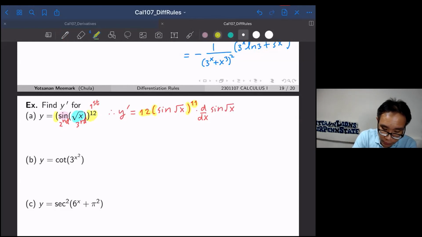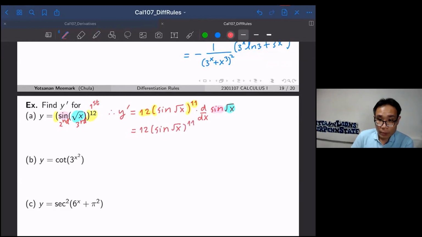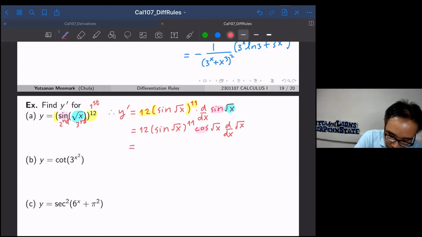And you see that this guy is the pink guy and the blue guy. And you have 12 and you have sine root x to the 11. And the derivative of sine, you get cos root x. So this one takes care of the derivative of the pink guy. However, we have to also take care of the derivative of the blue guy. So you see that it's going to turn out to be 3 steps in this case. And finally, we take care of the derivative of the last one, which is the derivative of root x.